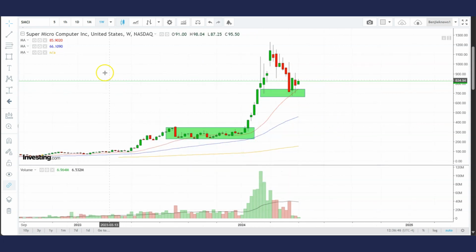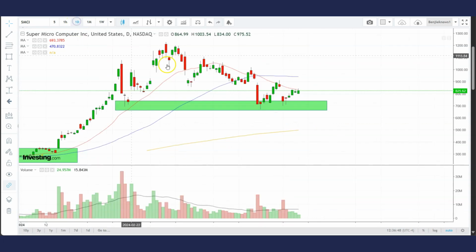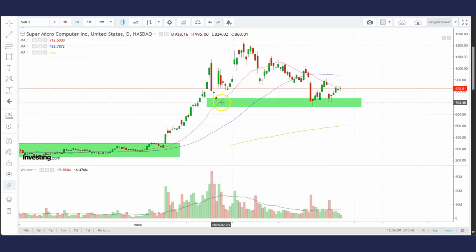So the area that we really need to look out for at this moment is this daily chart with the support area around here. So if this support holds, then it's very likely it's going to continue to move up and probably break the new highs and move higher.